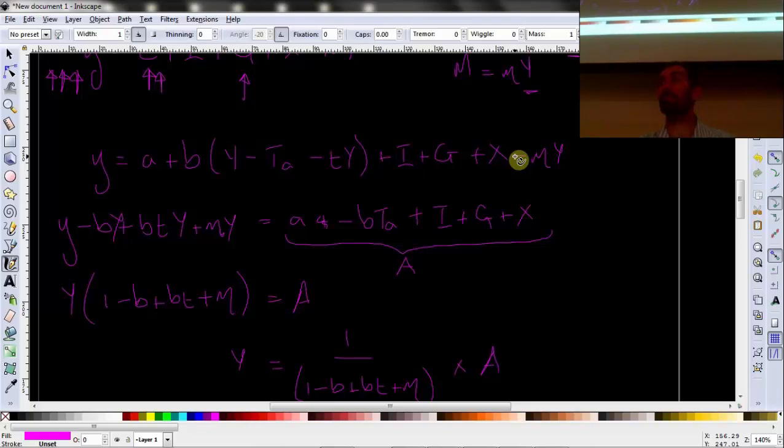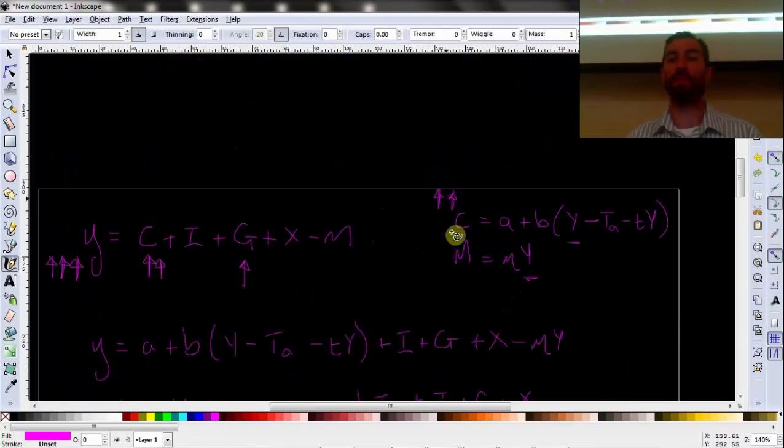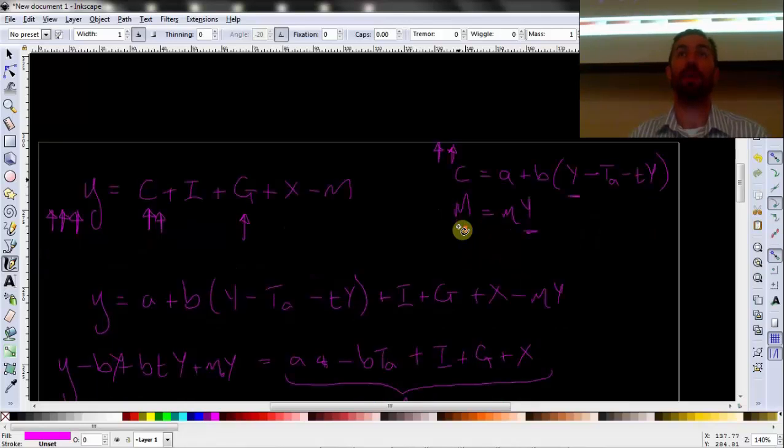Autonomous components, also meaning exogenous components. In other words, these are components that do not change with a change in Y. Remember, an induced variable, C is an induced variable. If Y changes, C changes. Those are referred to as induced variables. If it's not an induced variable, then it's just an autonomous variable.